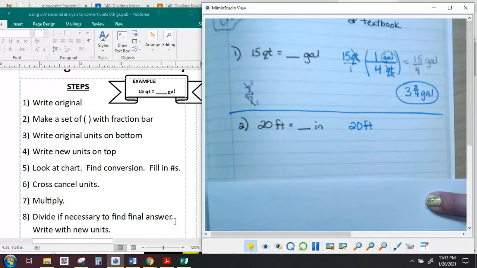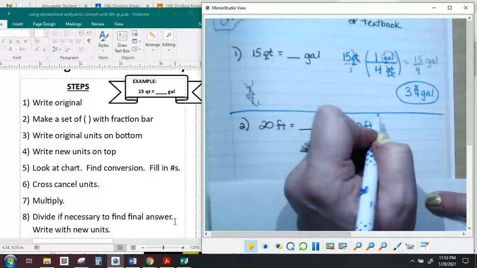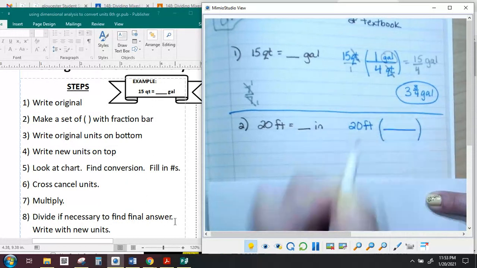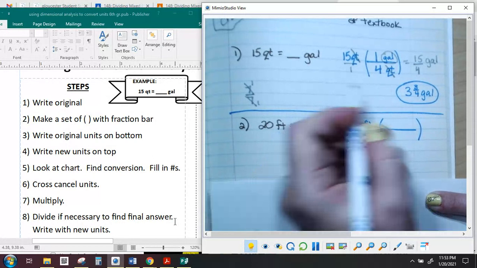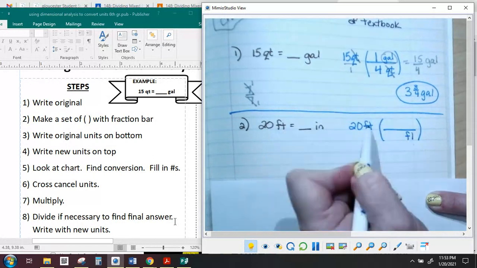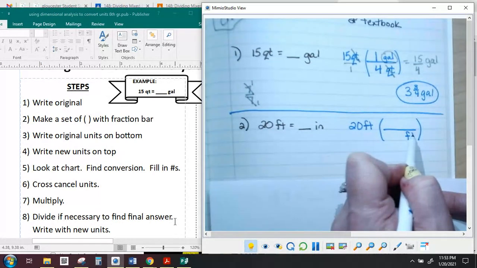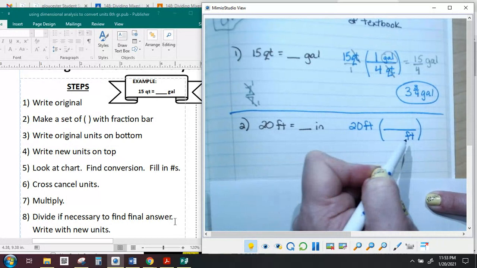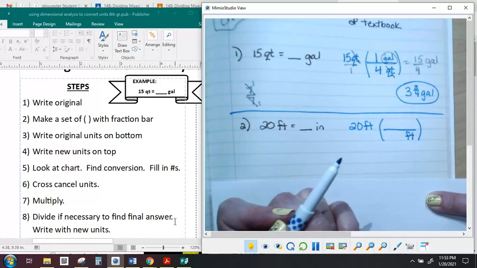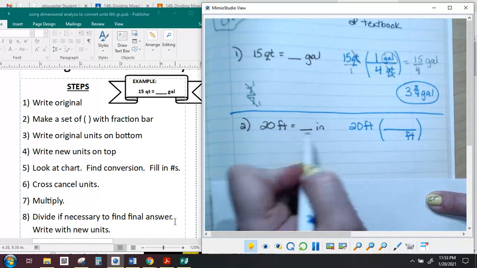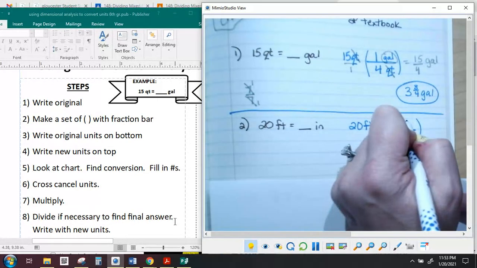Step 2, make a set of parentheses with a fraction bar. And leave yourself some space to write. Step 3, write the original units on the bottom. Well, this was the original, so I'm going to put it on the bottom. You'll notice that these are the same, right? Feet on top, feet on bottom. Step 4, write the new units on top. So I'm asked to switch to inches. That's my new unit.